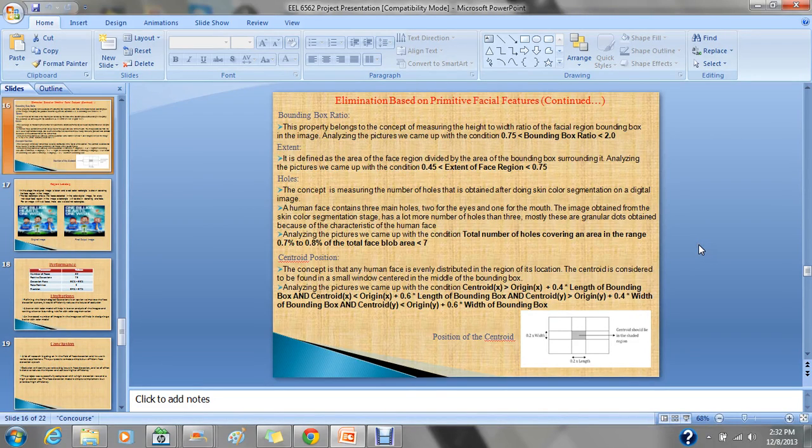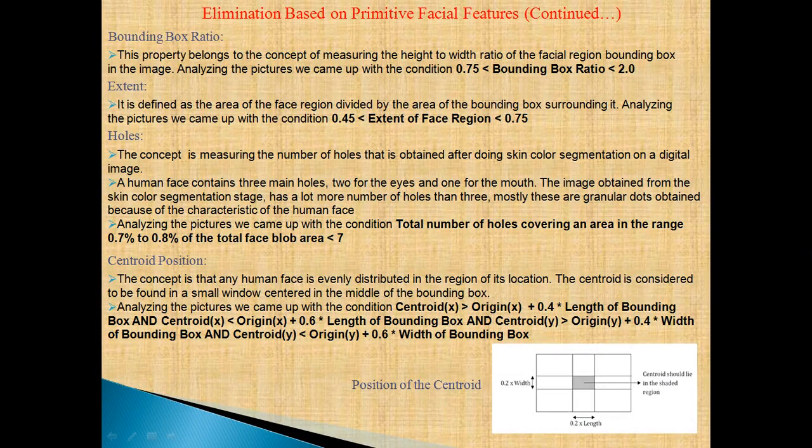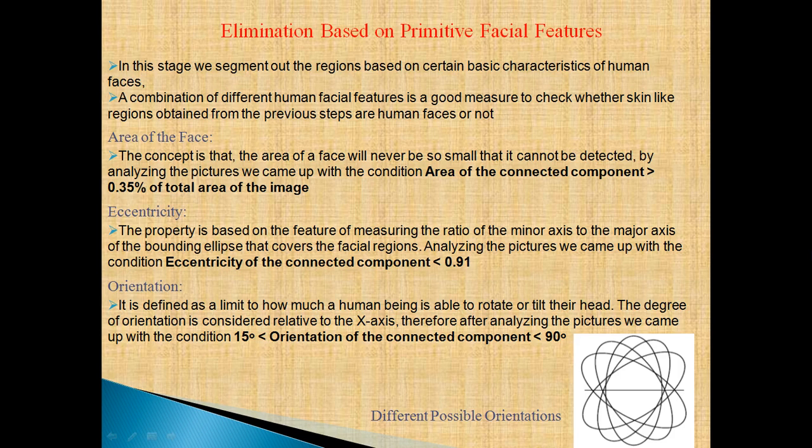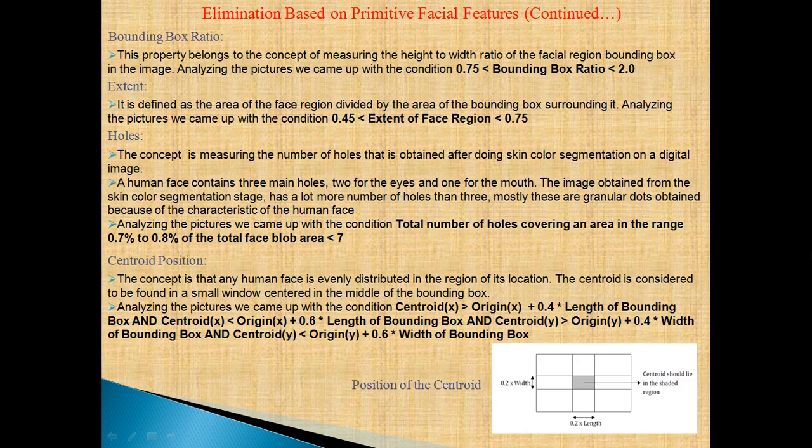Okay, so we are back in the third part of the video. Let me just start the slide. We were talking in the previous video about the facial features. I was talking to you about the area of the face, the eccentricity, the orientation of the face, the bounding box ratio, extent, holes, and the centroid position. All these facial features basically help us in distinguishing a non-facial region from a facial region.